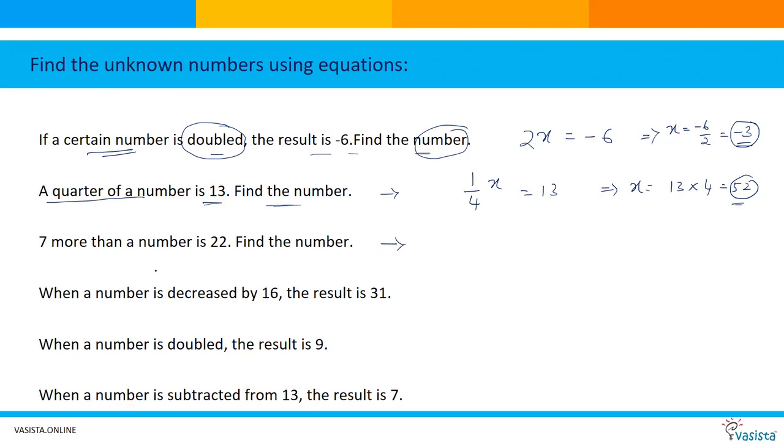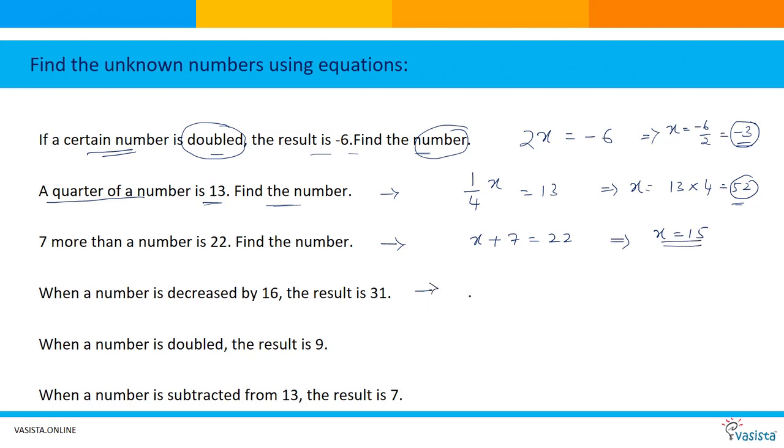Third one is what? 7 more than a number is 22. Correct? 7 more than a number is 22. Find the number. These are all very simple. They won't ask you like this, but you should know all these kind of things, right? 7 more than a number. Let the number be x. 7 more than that, so x plus 7 is equal to 22. So that's what, x is equal to 15. Correct? Right. Let us take this fourth one.